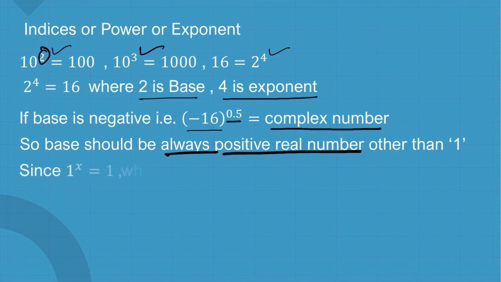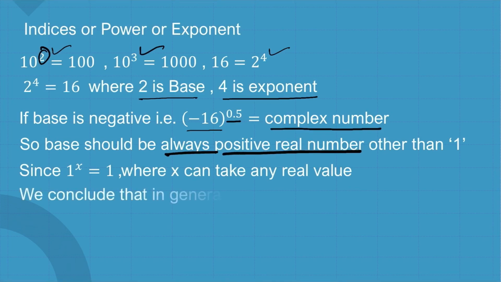Why? Because when we find the exponent of 1, that is 1 raised to the power x is equal to 1, where x can take any real value, so it will always be equal to a constant. Okay, so that's why we ignore the 1 and take every positive real number as a base. So we can define exponents and we can apply the properties of exponents very easily.